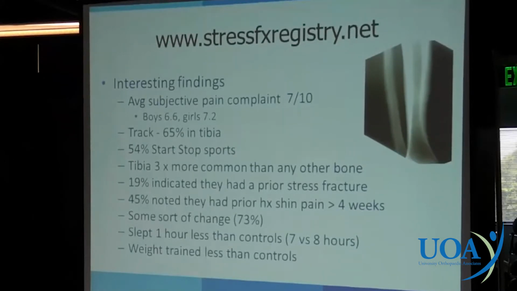Track, still the most common, 65% were in the tibia. But surprisingly, a good number of them were in stop and start sports. So basketball, cutting, and things also cause that. But I think what's happening is in these sports that are on the field, there's a lot more conditioning going on, so more running that's probably leading to some of the stress injuries. Tibia, the most common.